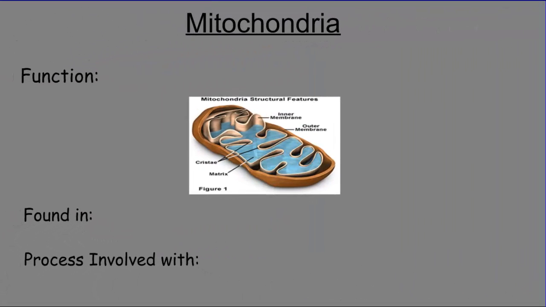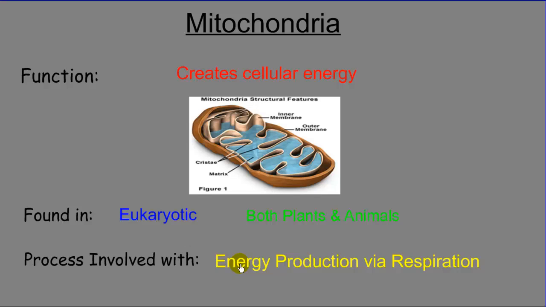Oh, the mighty mitochondria. You can see it pictured here. It's a multiple membrane system. The outer membrane here has been cut away, so you can see the most distinguishing feature of the mitochondria is this folded up membrane inside of this outer membrane. Its job is to create the cellular energy. It is found in eukaryotic cells and in both plants and animals, both have them. Its job is, or the process that it's involved in, is energy production via a process called respiration.